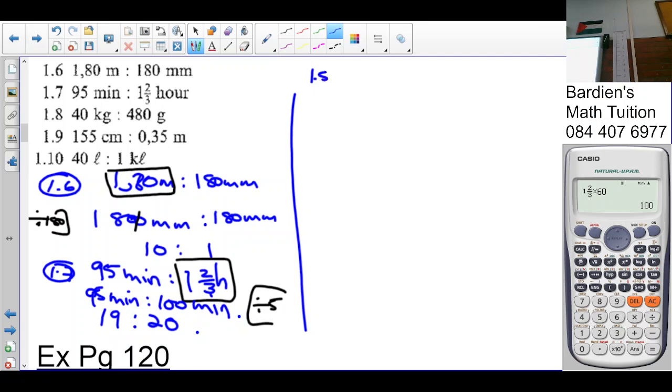Right, let's go to 1.8. So you got 40 kilograms is to 480 grams. Which is smaller, 1 gram or 1 kilogram? 1 gram. 1 gram is small. Okay, so we're going to convert it to the smaller SI unit. So, if I convert this, how many grams are there in a kilogram?